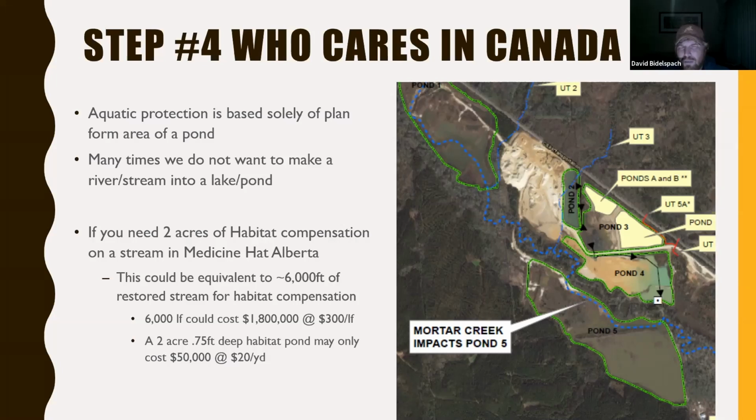Whereas a 2-acre habitat compensation at 0.75 feet on average, so an average 9-inch depth, so just grading a pond out to an average 9 inches of depth, at $20 a yard, would cost you about $50,000. So it's just a significant difference in cost and a significant difference in function between the different types of habitat compensation for the same area.